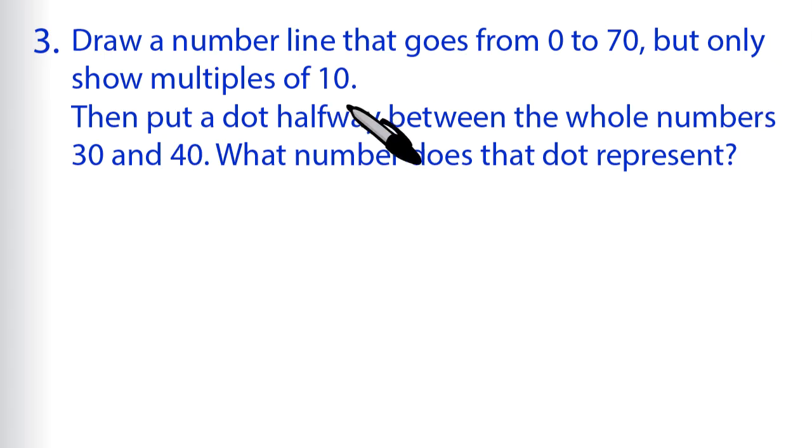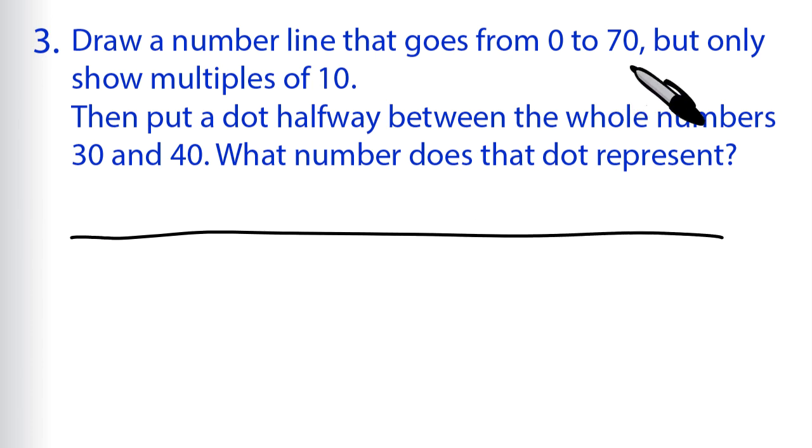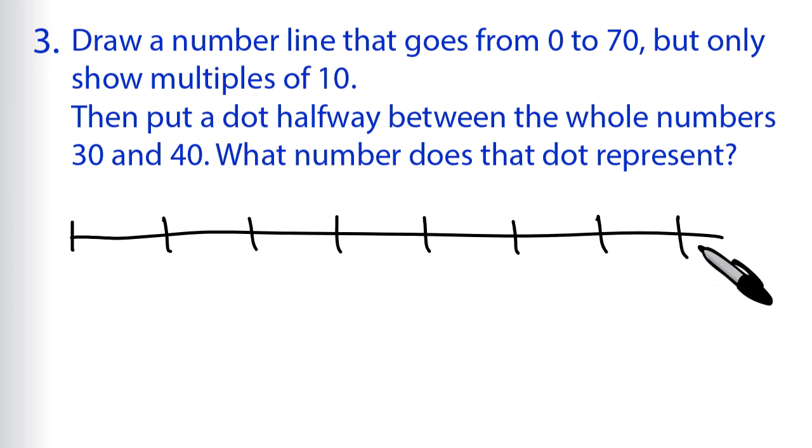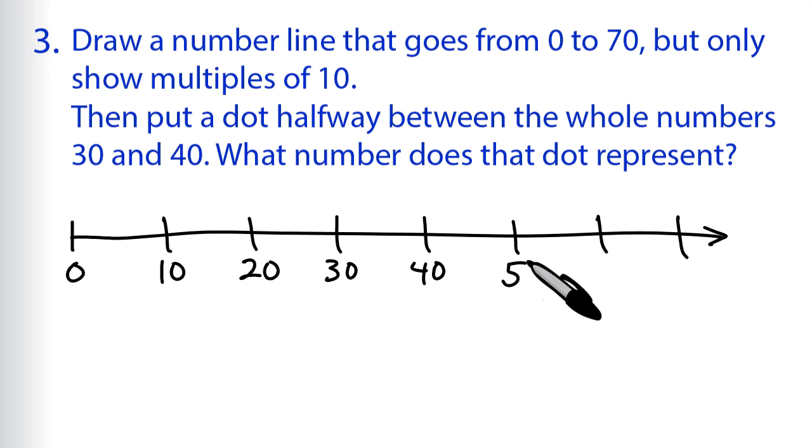For problem 3, we're supposed to draw a number line that goes from 0 to 70, but only show multiples of 10. Then put a dot halfway between the whole numbers 30 and 40. What number does that dot represent? Let's see, I'll draw the line first this time, and then do the hash marks. So 0 to 70, and we're only showing multiples of 10, so we'll count by 10. So 0, 10, 20, 30, 40, 50, 60, 70. Wow, that worked out pretty well. Then the arrow on that end there.